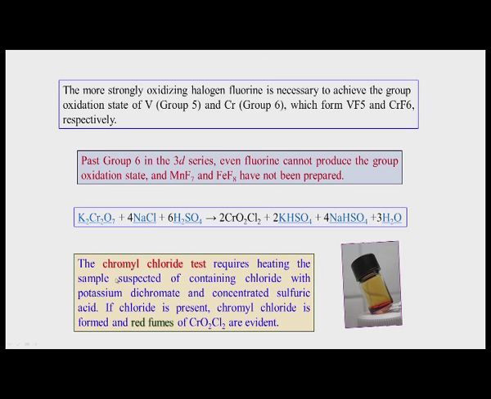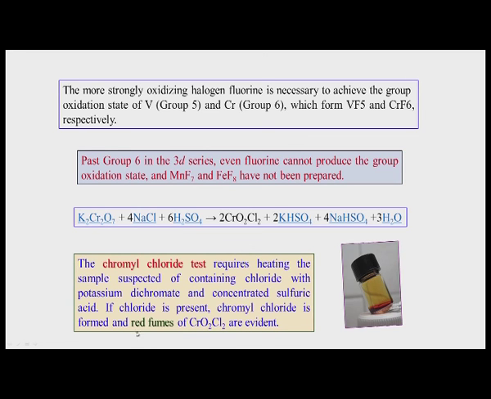So, this is the typical thing we call the chromyl chloride test, which is very characteristic for showing that chromium in the higher oxidation state can be stabilized in the presence of both oxygen as well as chloride ion. It is basically heating of a sample suspected of containing chloride. So, any chloride salt can be very nicely identified, forgetting about the other wet tests for chloride by silver ion. We all know the silver ion can be used for identification of chloride as silver chloride, which is a white precipitate.